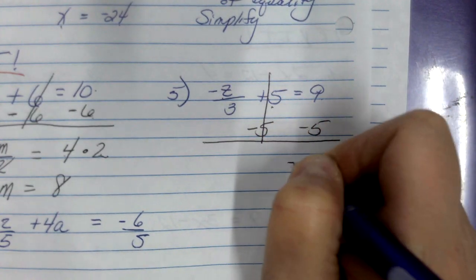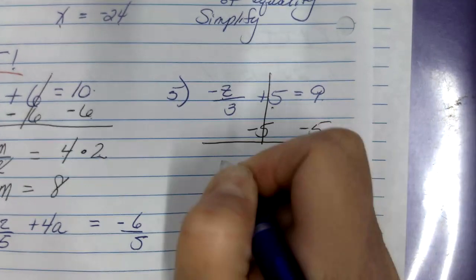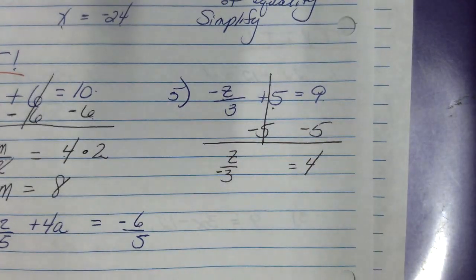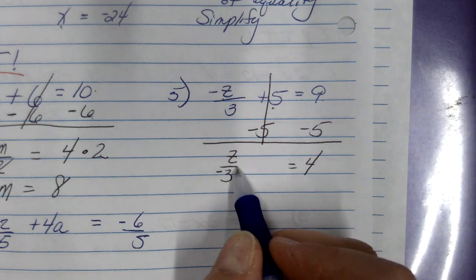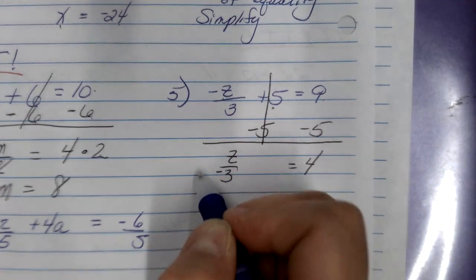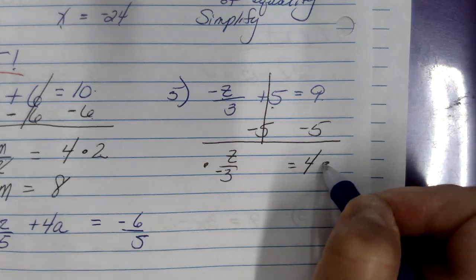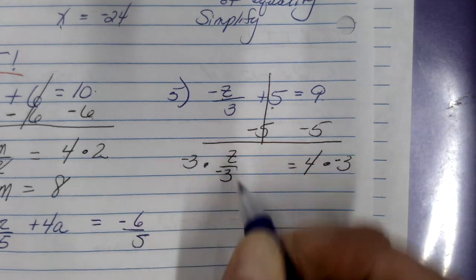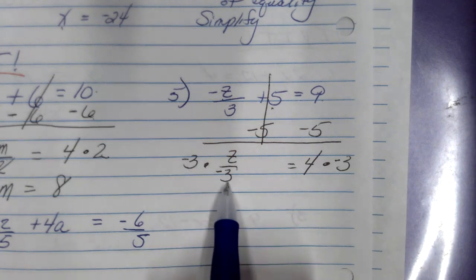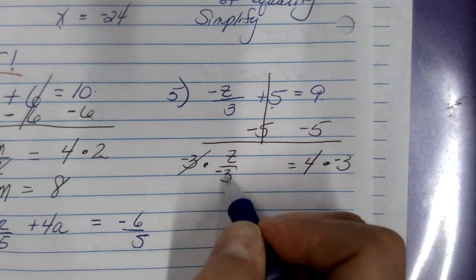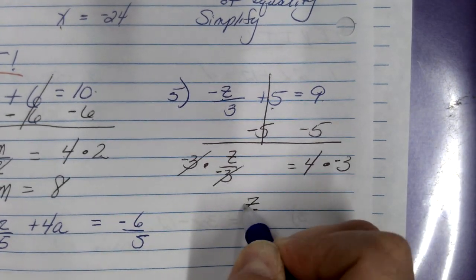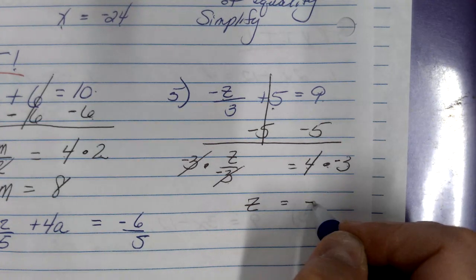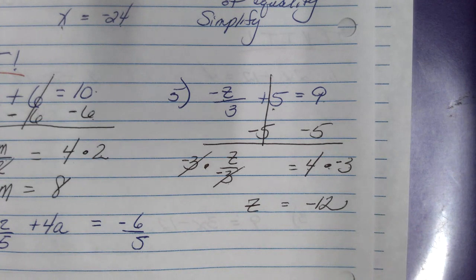9 minus 5 is 4. This is going to be z over negative 3. Because this is division, we're going to multiply both sides by negative 3. One's in the numerator, one's in the denominator. They will cancel out. You're left with z. 4 times negative 3 is negative 12.